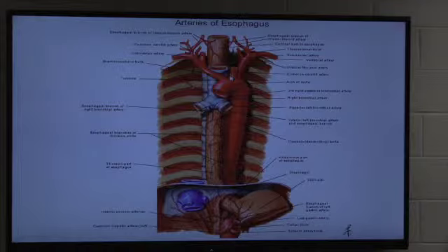Directly from the arched aorta on the left side is the common carotid and the subclavian. So the left side has the left common carotid and the left subclavian.